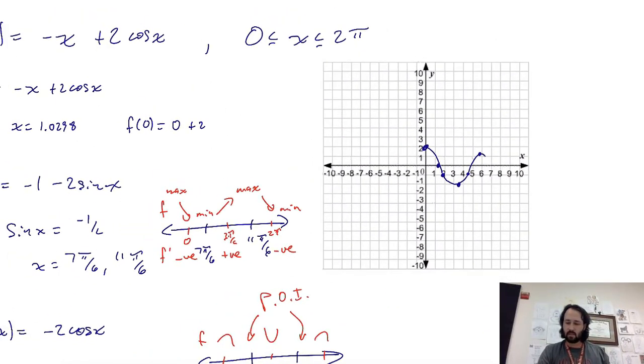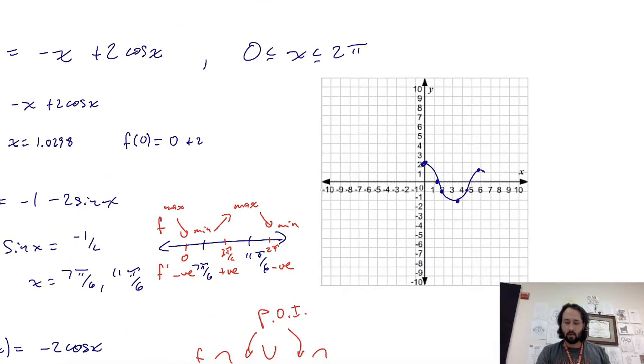Yeah, we could find the maxes and mins. I'm not too terribly worried about it on this one, though. Right, because you would just plug in 7 pi over 6 and 11 pi over 6 into your original function to figure out where they are happening.